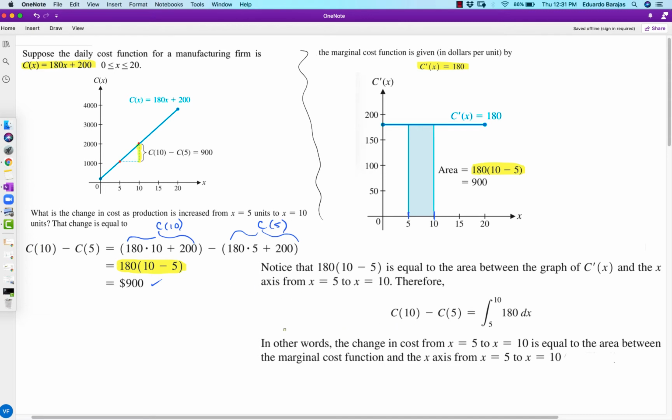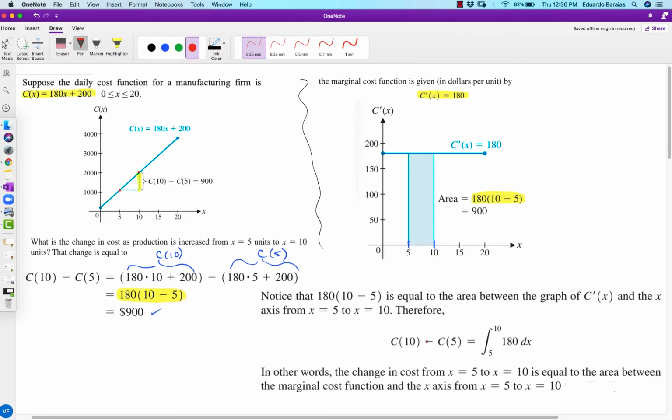We want to state that c of 10 minus c of 5 is equal to the integral from 5 to 10 of the function c prime of x. In other words, the change in cost from x equals 5 to x equals 10 is equal to the area between the marginal cost function and the x-axis from x equals 5 to x equals 10. So this is what we really want to take away from this example, this little statement here.